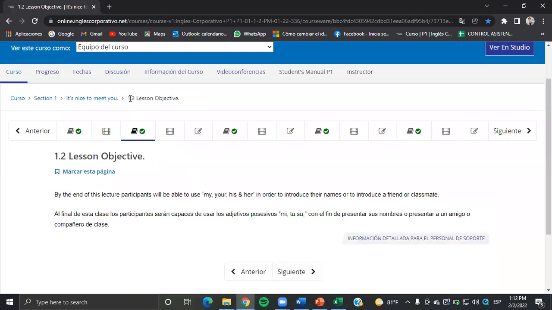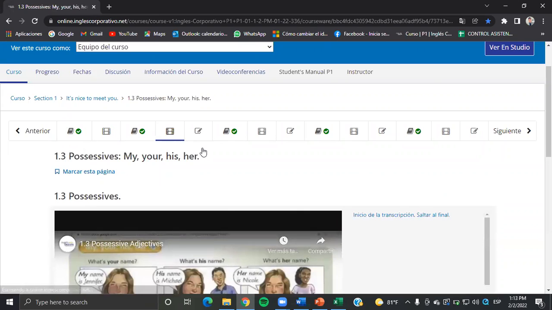Dígame. ¿En la plataforma se puede trabajar entonces? Sí, esa es nuestra área de trabajo.